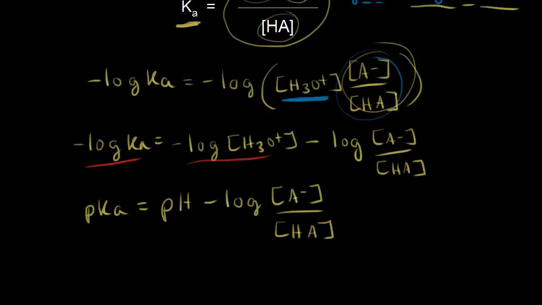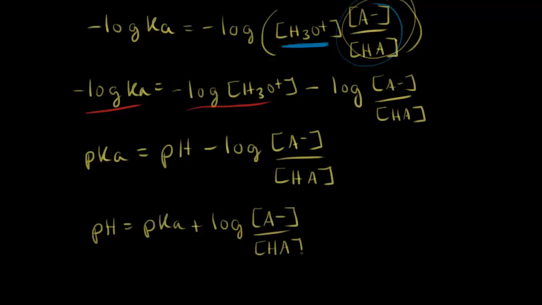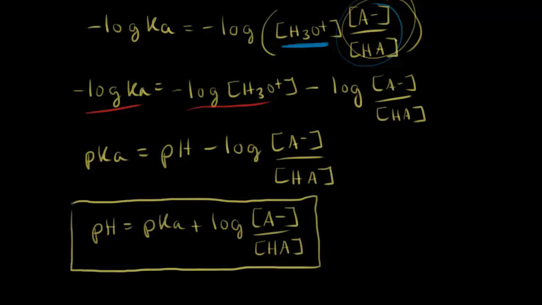And so we can rewrite this for our final equation. We're just going to solve for pH. pH is equal to pKa plus the log of the concentration of A- over the concentration of HA here. And this is called the Henderson-Hasselbalch equation. So right here is the Henderson-Hasselbalch equation. It's very useful when you're doing buffer calculations. All right, we'll look at examples of this in the next video.